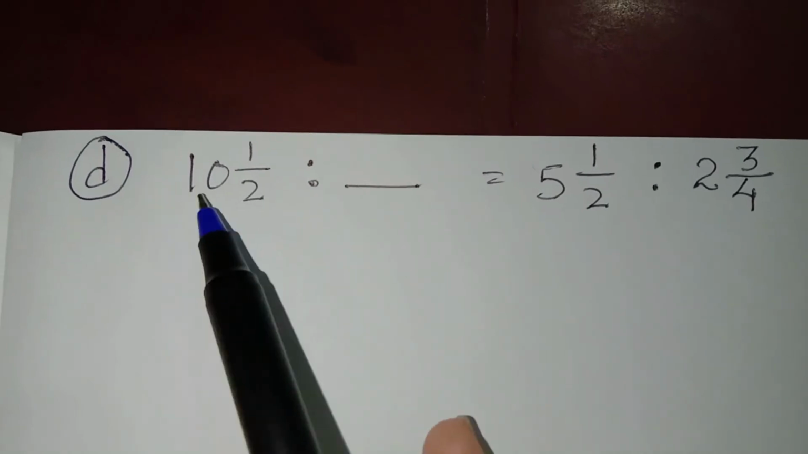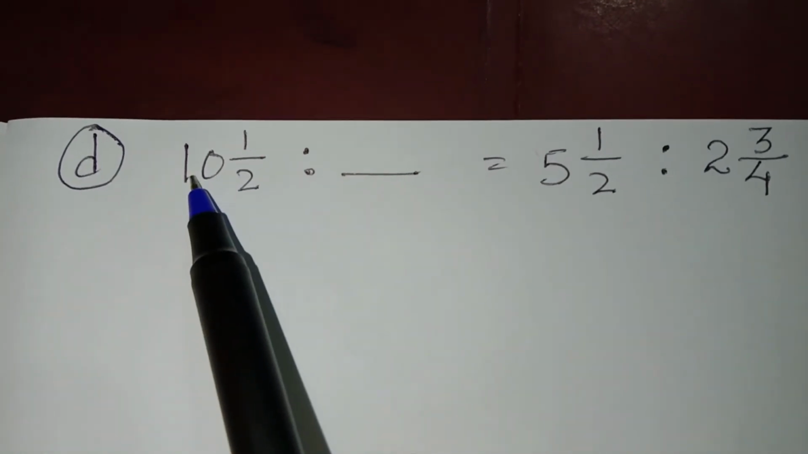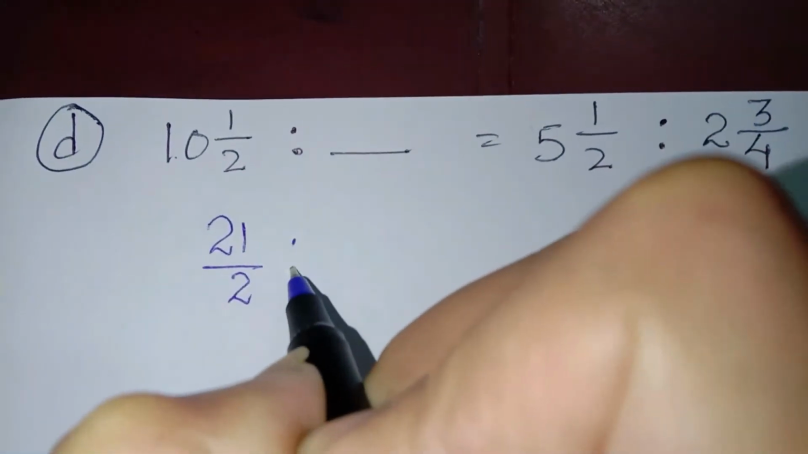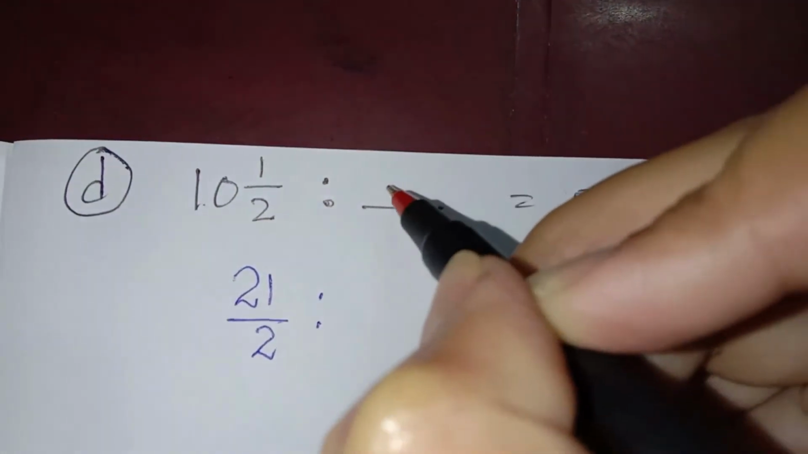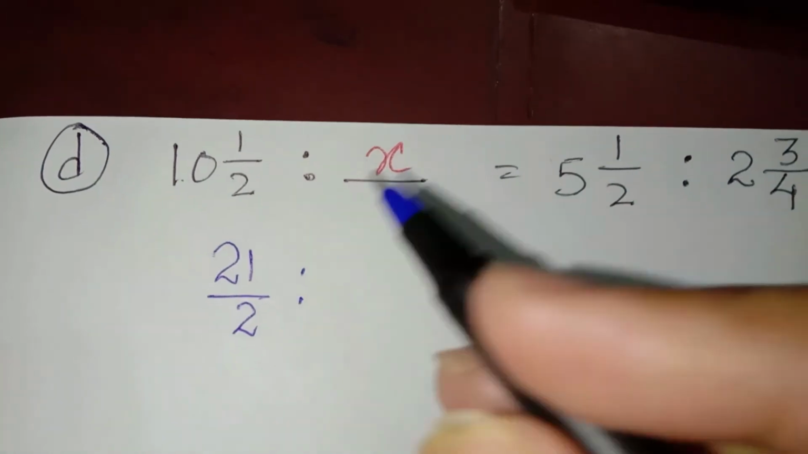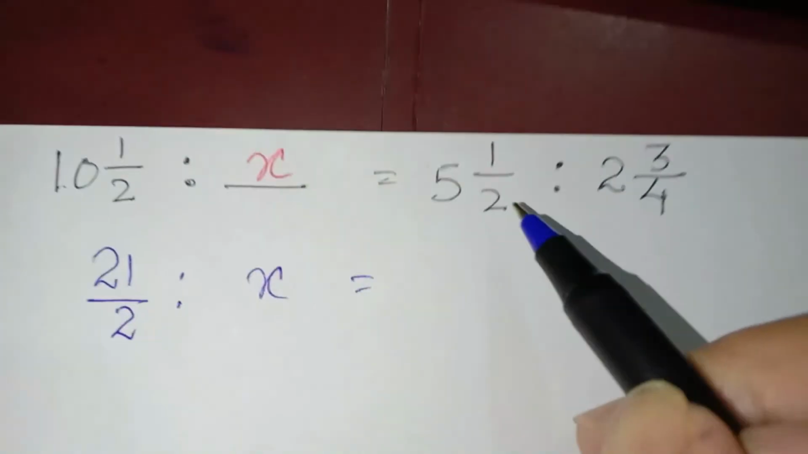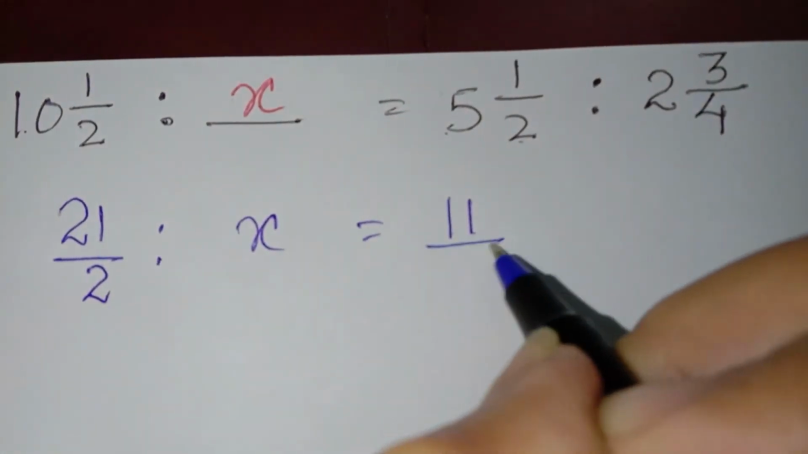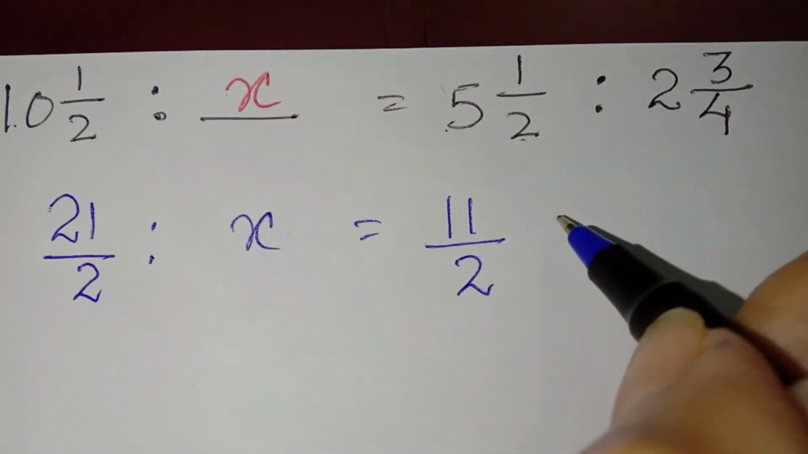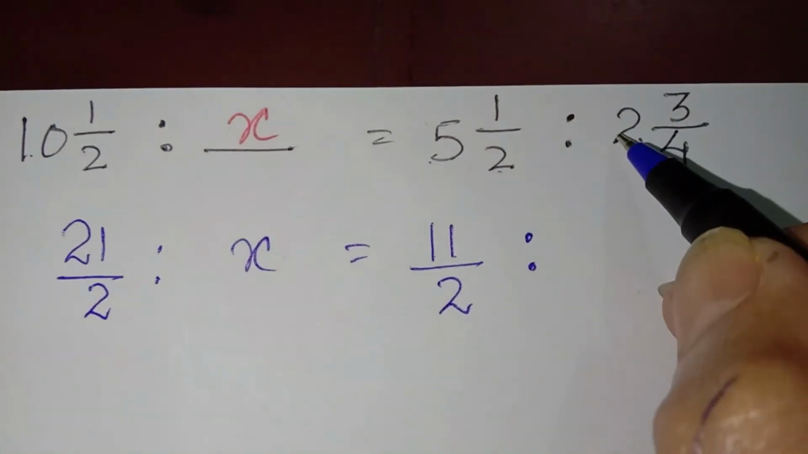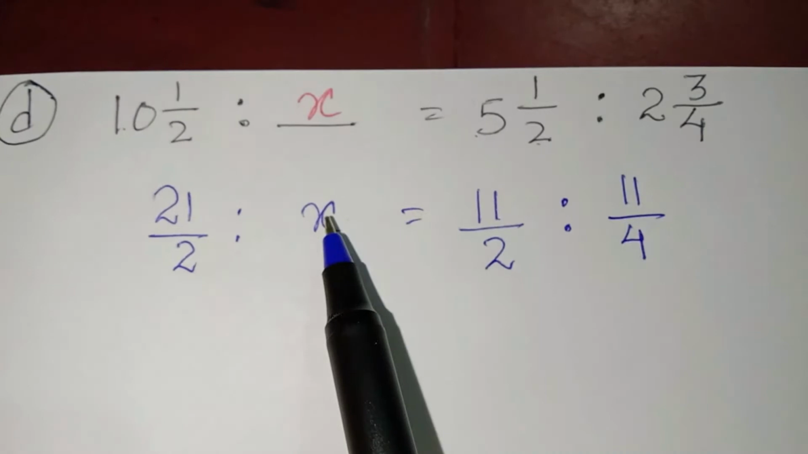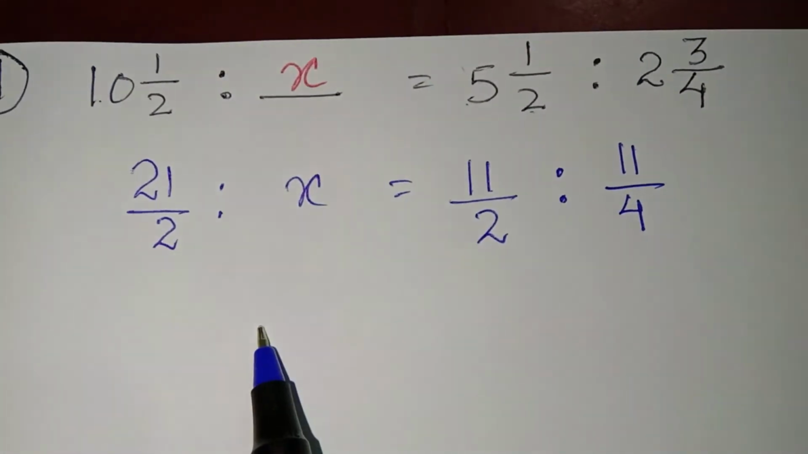Now here it is in mixed fraction. 2 tens are 20 plus 1, 21 by 2. And missing term, let's write here x. Then 2 5s are 10 plus 1, 11 by 2. 4 2s are 8, 9, 10, 11. 11 by 4. Now here x is in means, so we will write here product of means is equal to product of extremes.